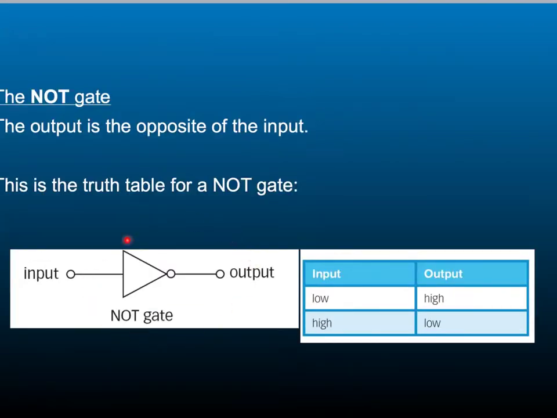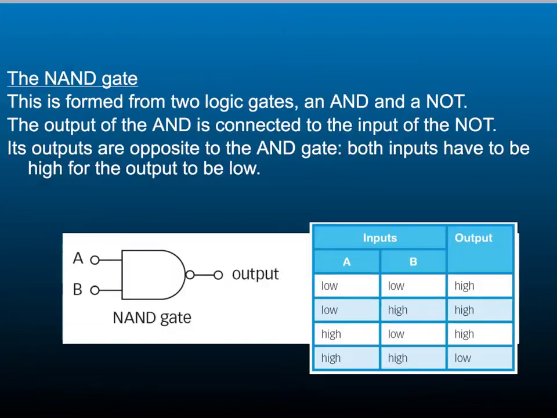This is the NOT gate. In the NOT gate, the output is the opposite of the input. So the truth table is quite simple. It only has one input and one output, so we've got 2 columns. If the input is low, then the output is high. If the input is high, then the output is low.